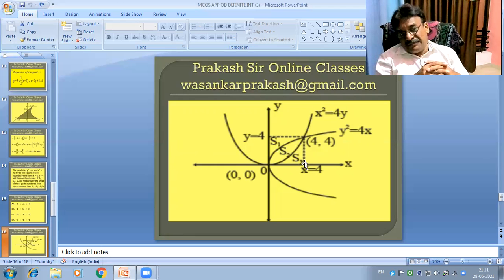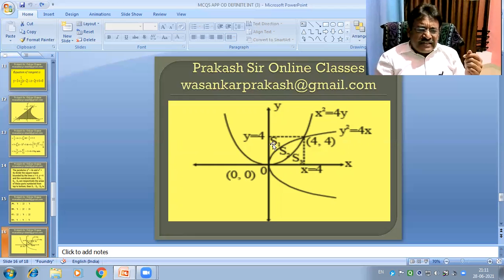From this figure, it is clear that S1 and S3 are equal, because the area S1 and the area S3 are equal. So S1 is equal to S3, which is equal to the integration from 0 to 4 of y of this lower curve, because we find here S3.